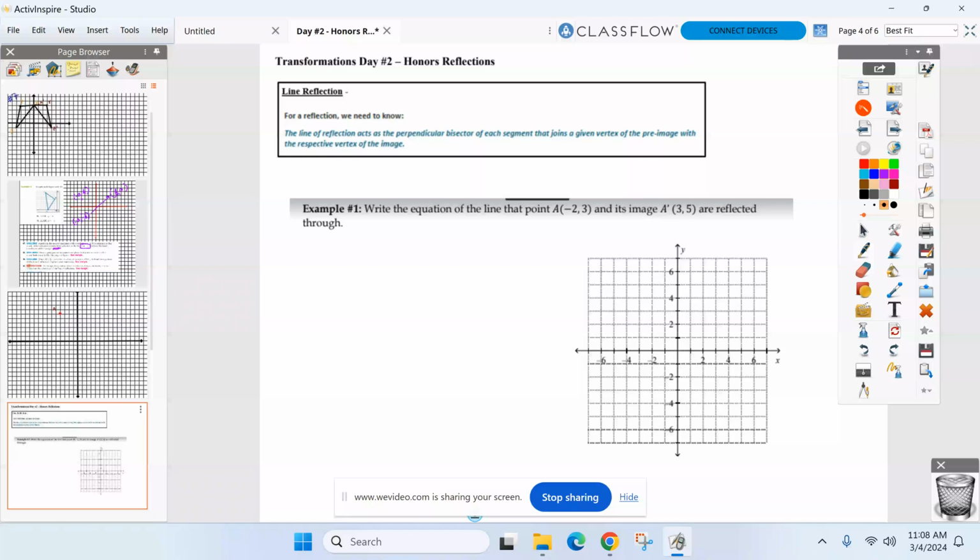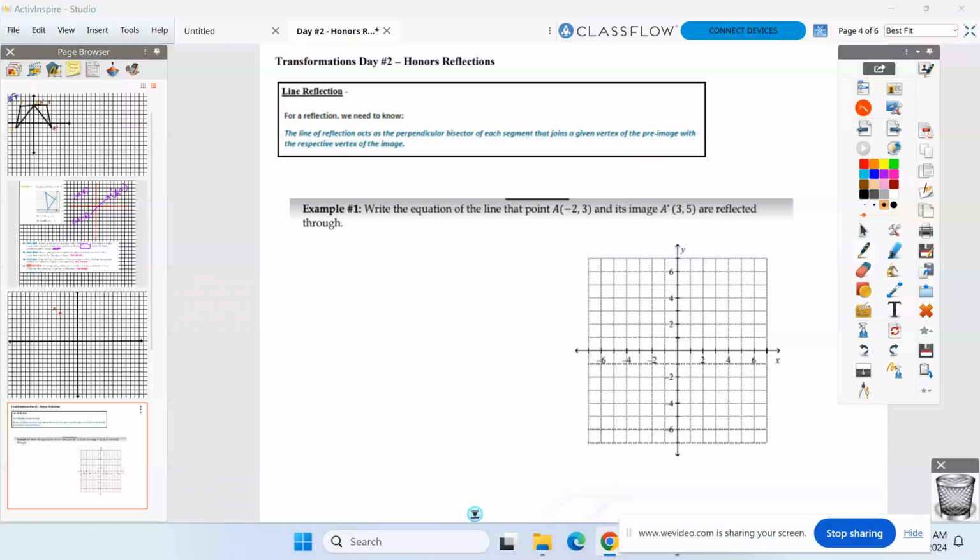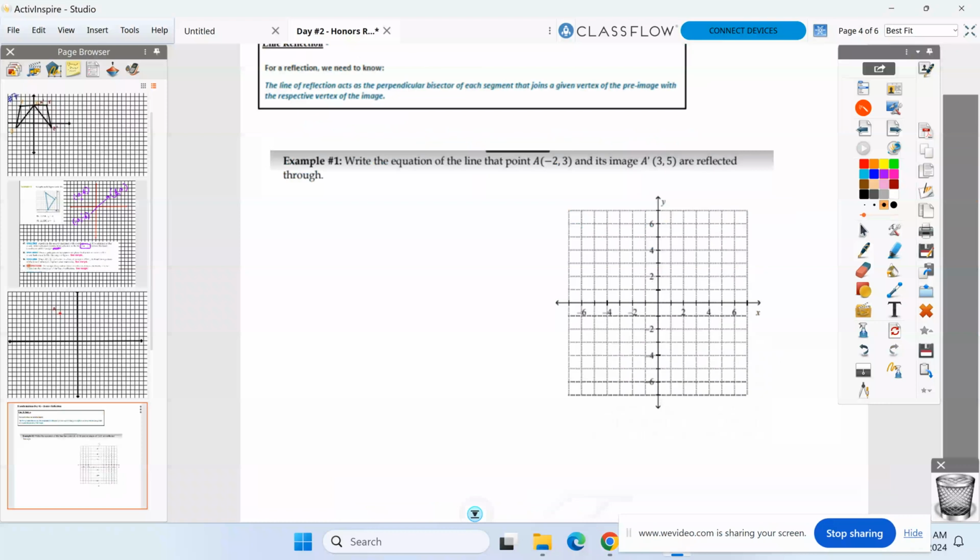All right, so here we go. First thing, reflecting it, finding the line of reflection. So if you go ahead and graph those 2 points for me, point A, -2, 3, and A prime, 3, 5.